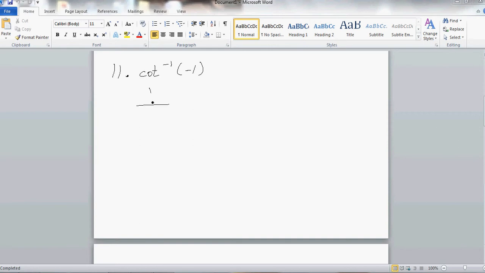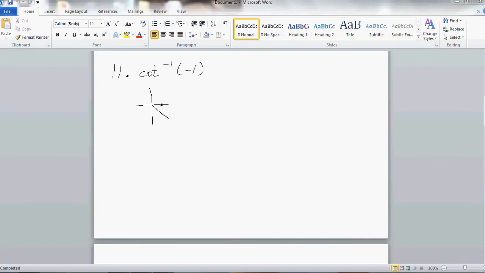Okay, so the first thing we ask is, where is tangent negative? And that's either going to be quadrant 1 or quadrant 4, because that's the range for arc tangent, which means that's the range for arc cotangent. And tangent is negative down here in the 4th quadrant.